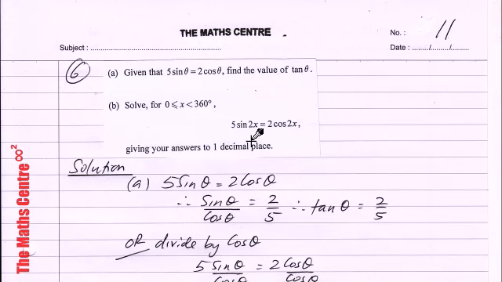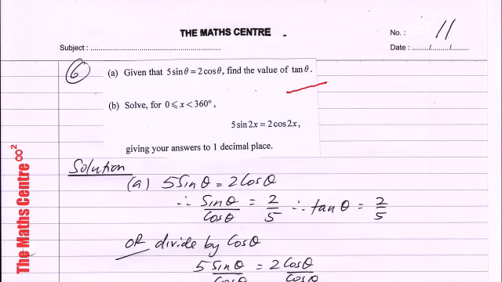Question number 6 in part A. Given that 5 sine theta equals 2 cos theta, we are asked to find the value of tangent theta. And then for x between 0 and 360, we have to solve 5 sine 2x equals 2 cos 2x. Take note, it looks like part A, except that theta now becomes 2x. And you are asked to give your answers to one decimal place. Let's look at the solution.